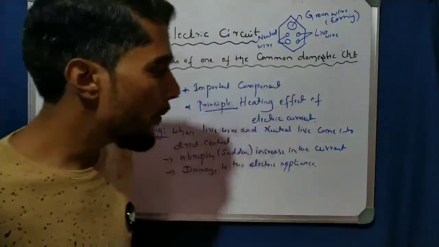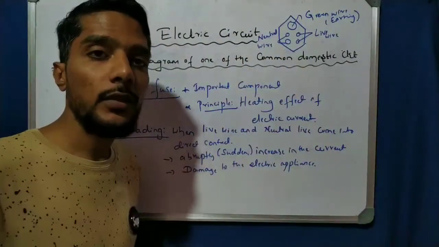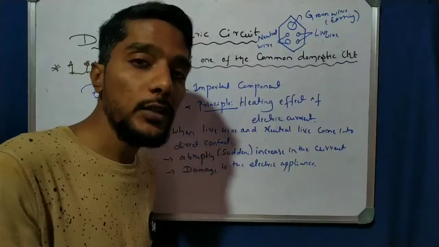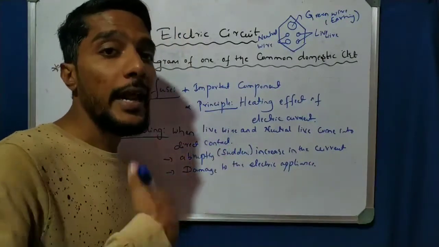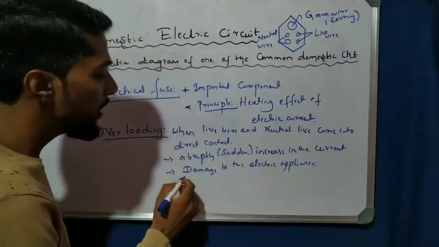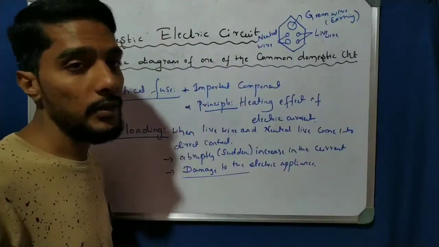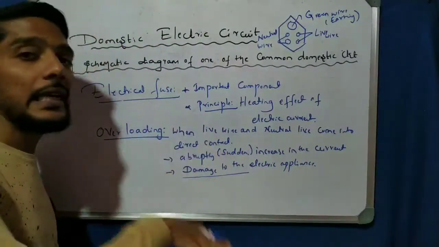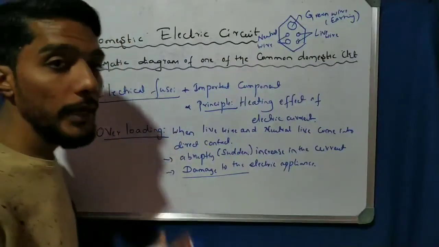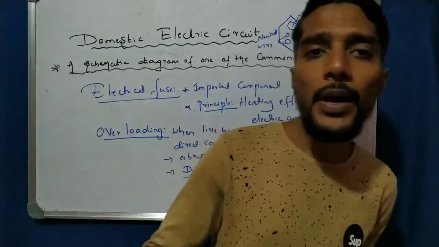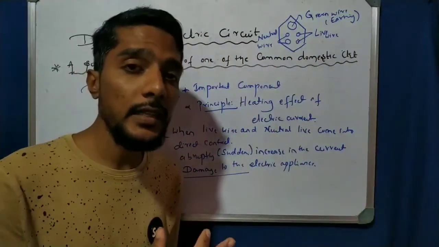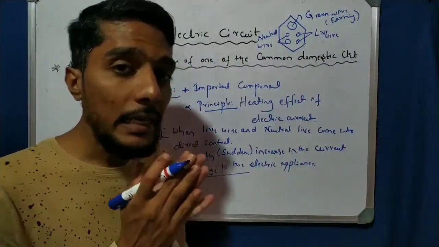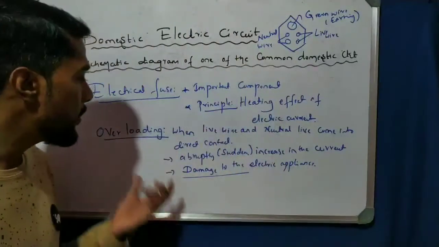If sometimes there is a sudden increase in the voltage, more than 220 volt, more than 230 volt, then in that case the current increases. So what happens? There is damage to the electrical appliances. And that sudden increase in the current is nothing but overloading. In milliseconds the current increases abruptly, and that leads to what is called overloading.